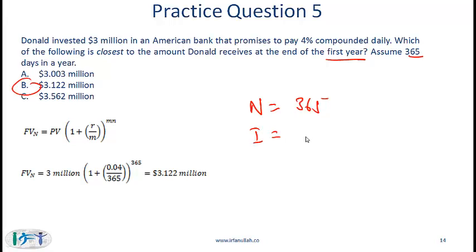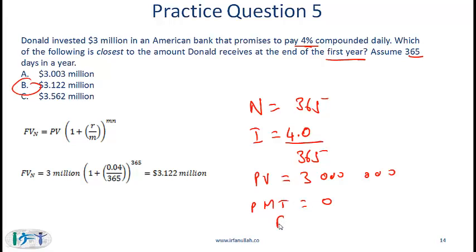The interest rate that you will have to plug in is equal to 4%, which is the stated annual rate. We put this in as 4% divided by 365. That's your return per day. And then the present value is equal to 3 million. The payments are equal to 0, and the future value is what you have to compute. Here is what you should get.